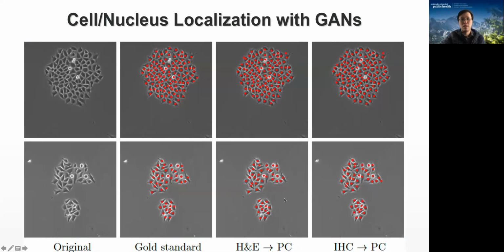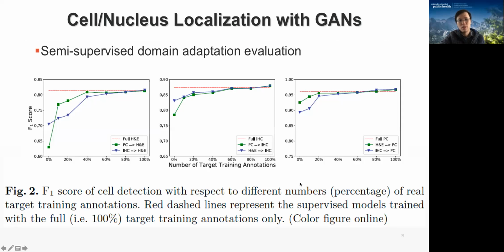And we also apply our model in a semi-supervised domain adaptation situation as well. In this case, we assume that we have limited target annotation available in the target domain. Then we combine the transformed source image data and the real target image data for model training. And this is the F1 score for the cell detection.